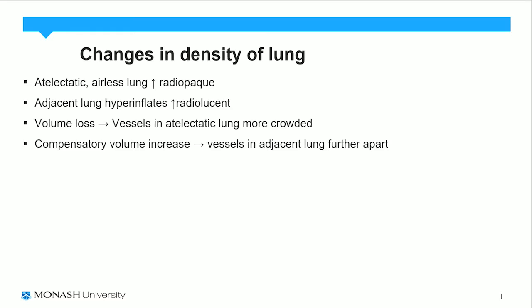So the kinds of changes in density. Atelectatic changes is where there's airless lung with increased radiopacity. The adjacent lung becomes hyperinflated, and that increases the radiolucency. You would find volume loss, which leads to vessels in the atelectatic lung becoming more crowded, and then you will have compensatory volume increase as the vessels in the adjacent lung are further apart.